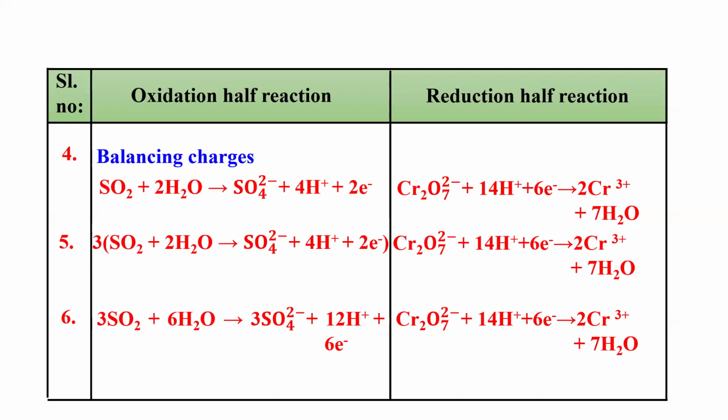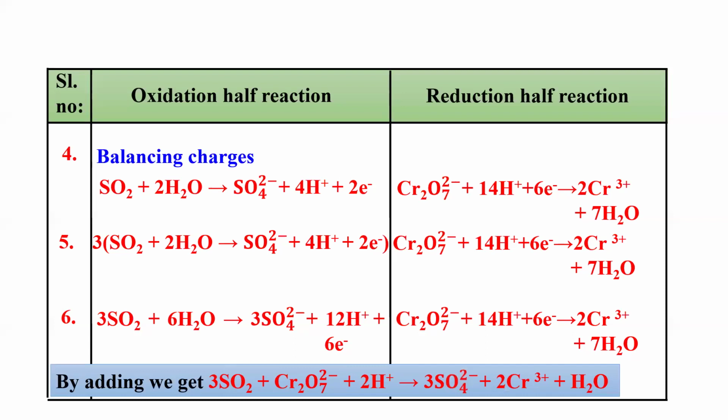Now what is left to be done? You have to add all of them, right? When you are adding them, whatever is common, like you can see 12H+ on the product and 14H+ on the reactant side, you can be smart enough to say the overall will be 2H+ like this, right?